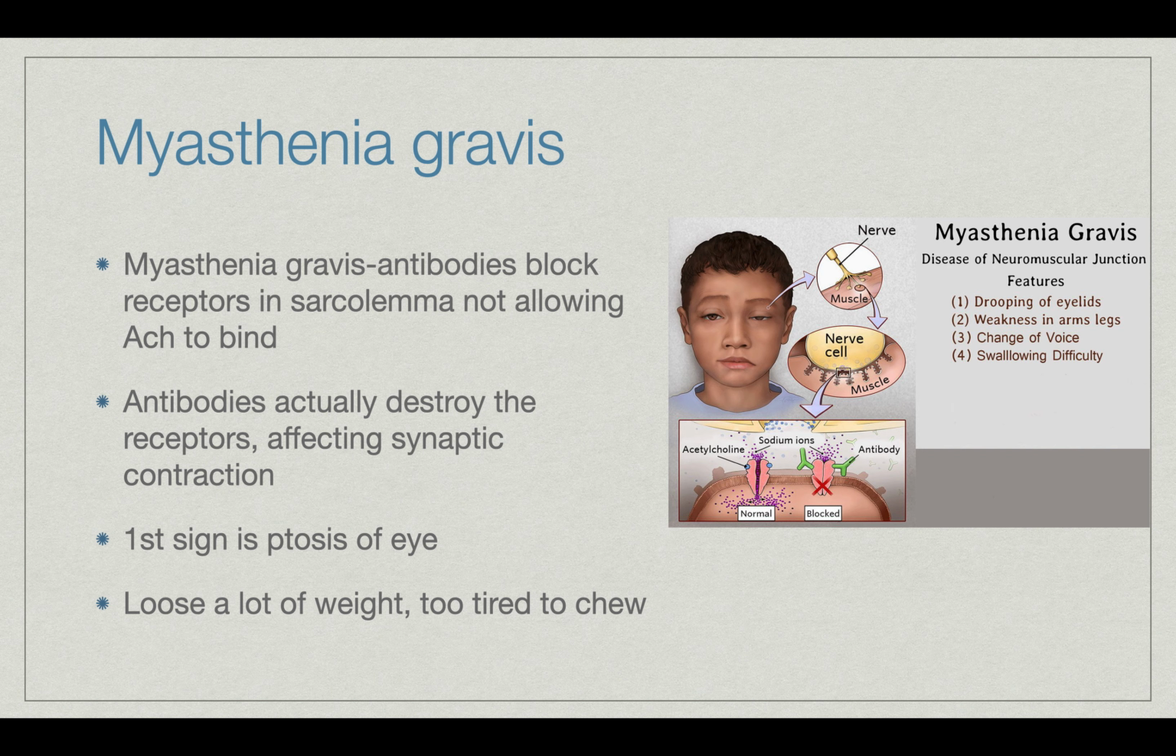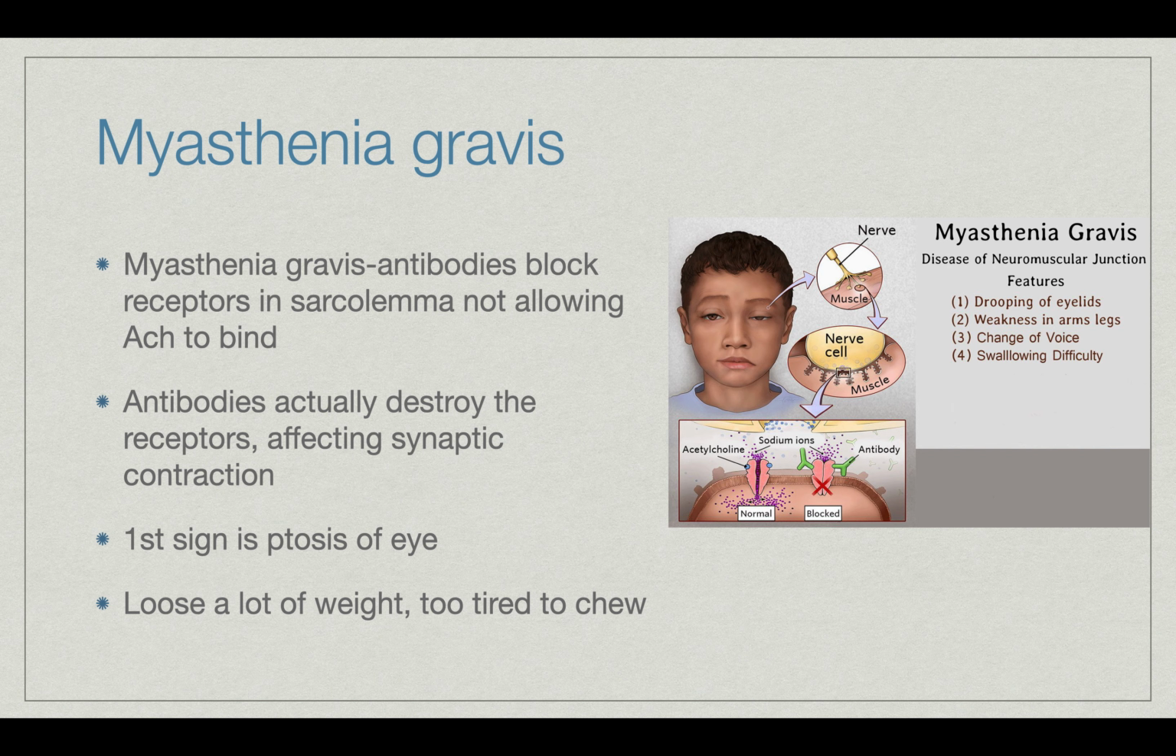Myasthenia gravis, that is a neurodegenerative disorder where antibodies block the receptors in the sarcolemma, not allowing the acetylcholine to bind. And it's not really block the receptors. The antibodies are actively destroying these receptors, which affect the synaptic contraction. And the first sign is the ptosis of the eye. So it's the droopy eyelid.